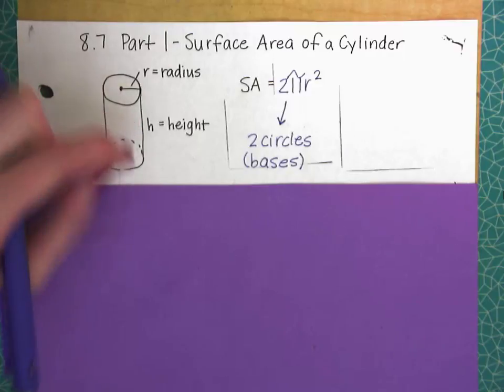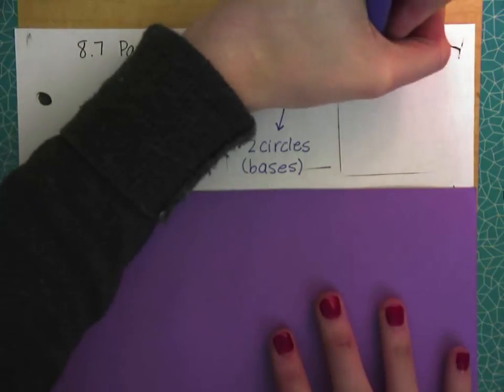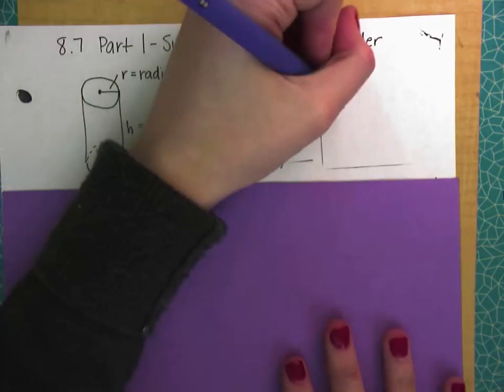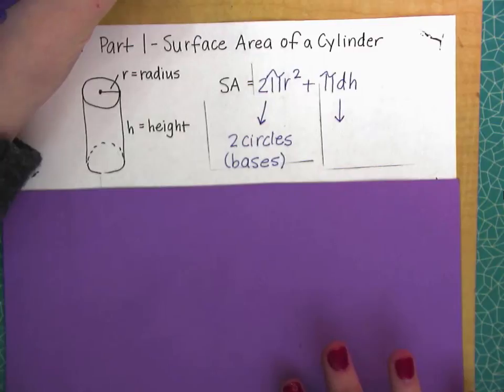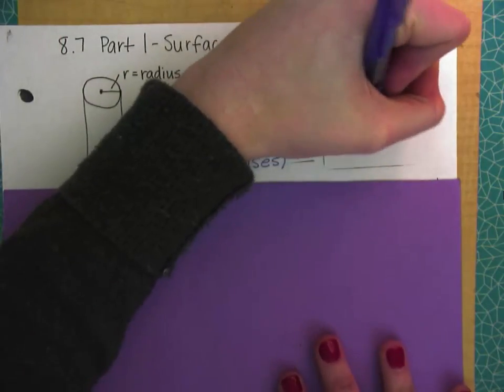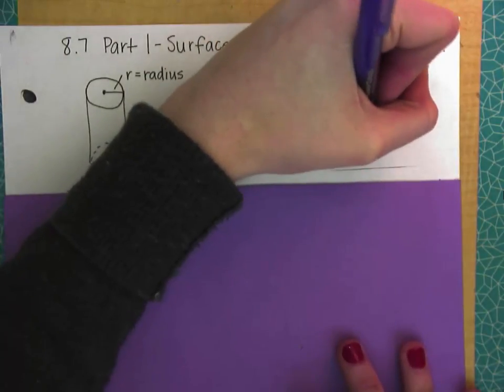But now we need to know how to find this middle part. And to do that, we're going to multiply pi times the diameter of one of those circles times the height of the cylinder. So you'll find both of those, and then yes, you will add them together. This second half of the formula is going to tell us the area of that middle part of the cylinder. And that middle part is also called the lateral area.